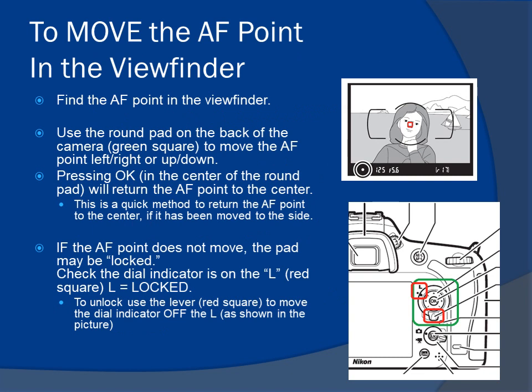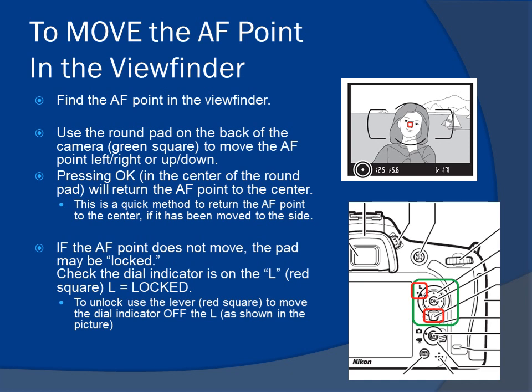Move the AF point in the viewfinder. Find the AF point in the viewfinder. Top picture, it's the red square on her nose. Then use the round pad on the back of the camera, which is in the green square on the bottom picture. Use that to move the AF point around, left, right, up, down.